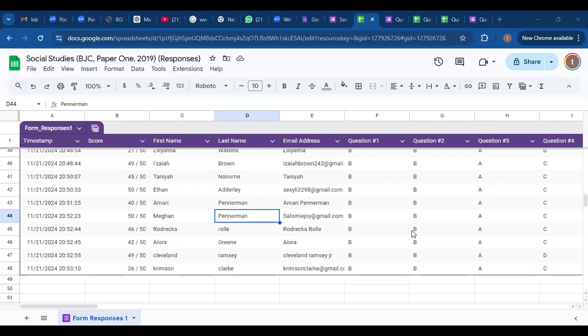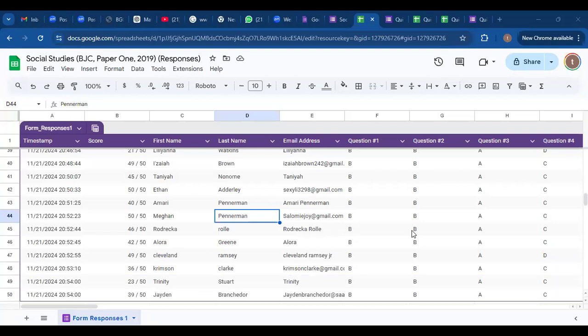Cleveland, 49 out of 50. Very good. That's excellent. Move on to the RK quiz. Crimson Clark. Yes, sir. You got less than 40. You have to redo that.